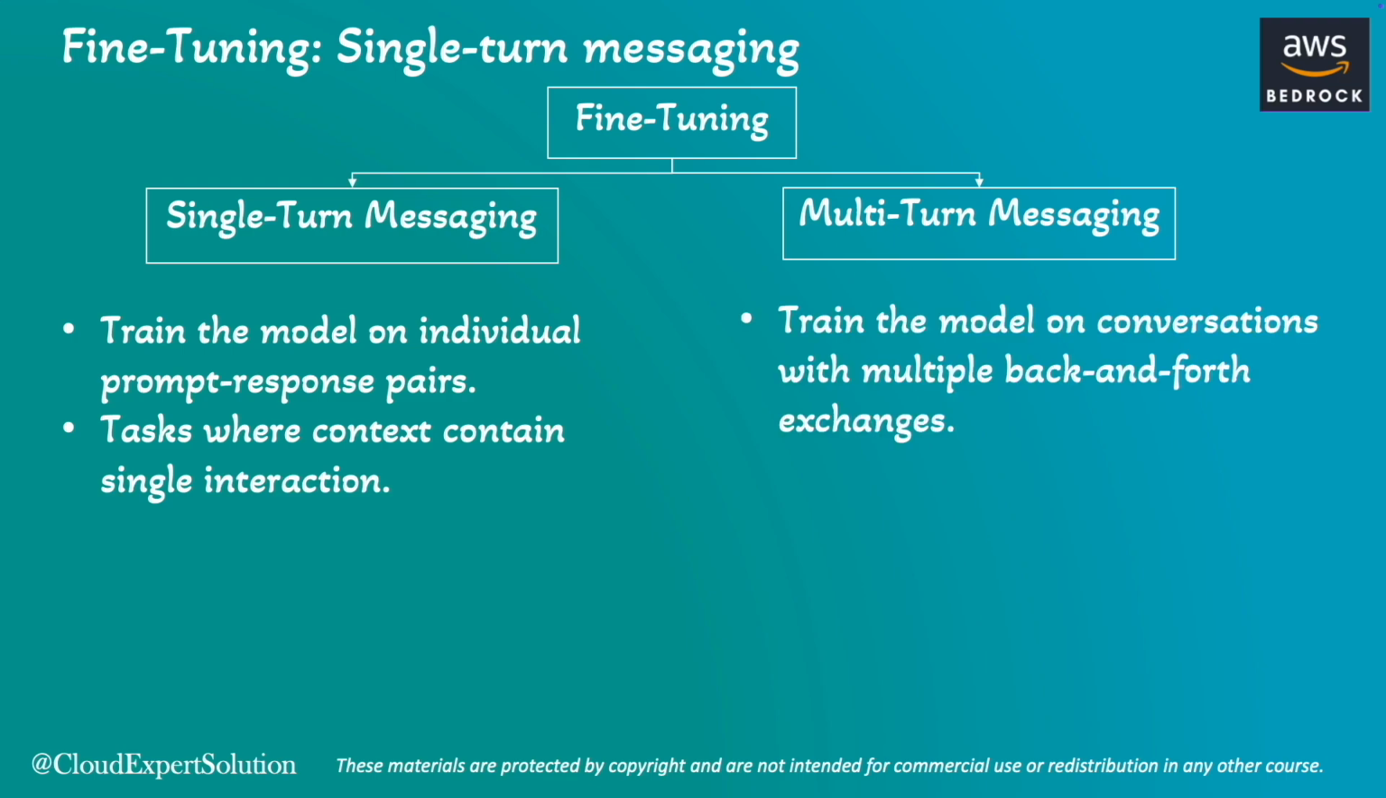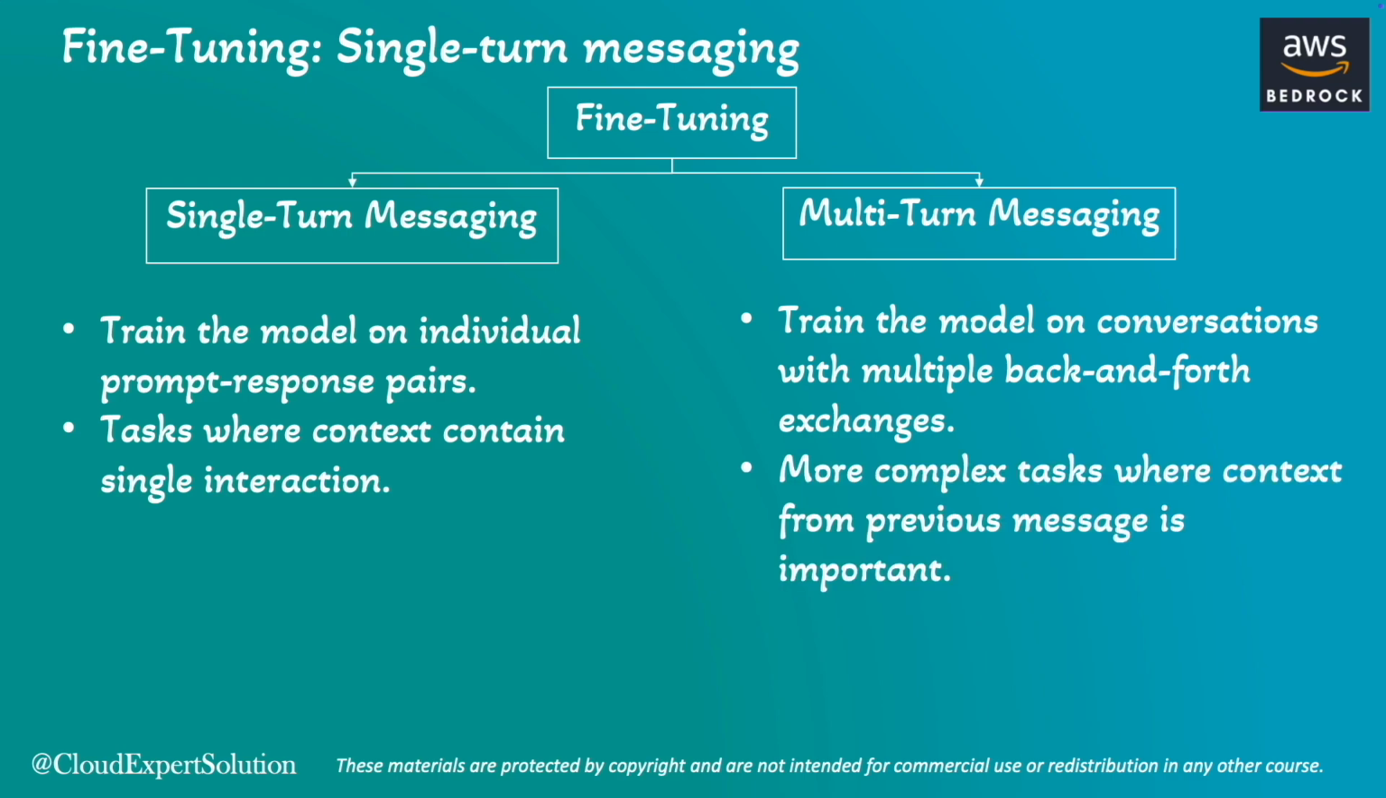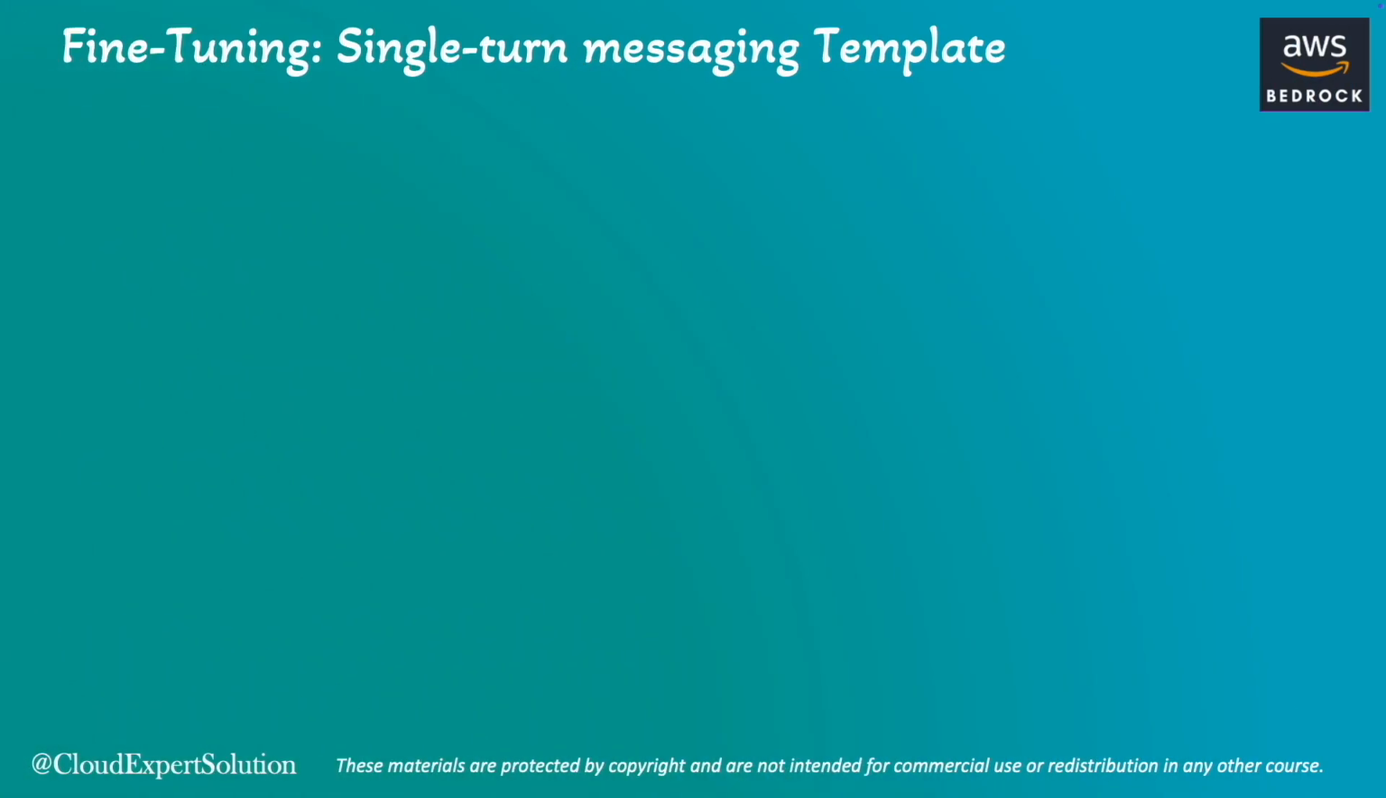Moving to multi-turn messaging, it can be used to train the model on conversations with multiple back and forth exchanges. If you want to build a chatbot, you need to use multi-turn messaging. Multi-turn messaging can be useful for more complex tasks where context from previous messages is important. Now let's review some examples for the messaging. Now let's review the single-turn messaging template.